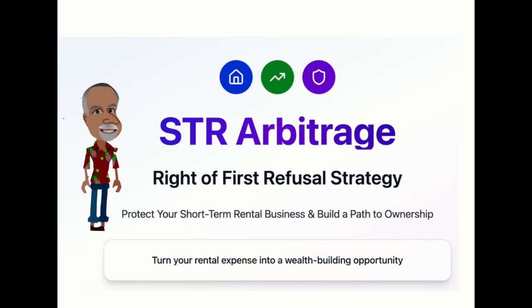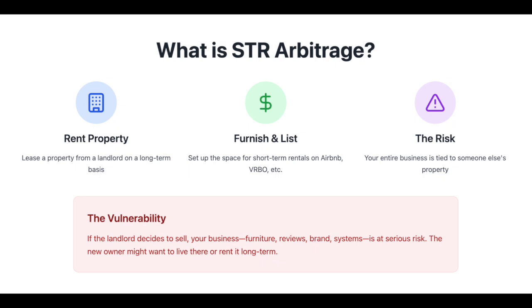Okay, let's dive in. Today, we're looking at something pretty strategic in the short-term rental world. STR arbitrage. Right. That whole model where you rent a place, furnish it, make it look great, and then sublease it on Airbnb, VRBO, those platforms. Yeah, the popular way to get into real estate cash flow without actually buying the property. Exactly. It's often called asset light. And that's a huge part of why people do it.